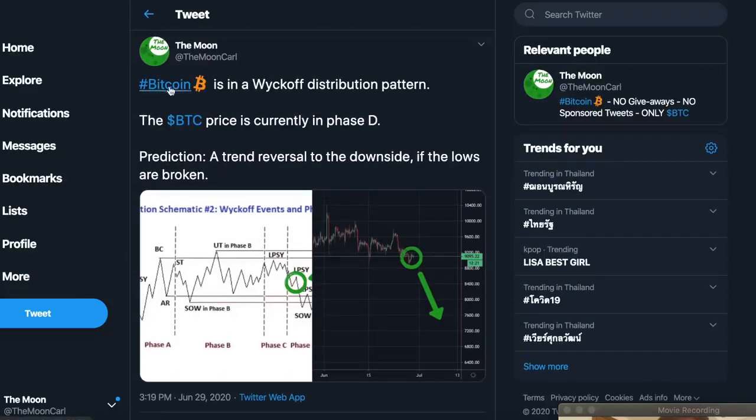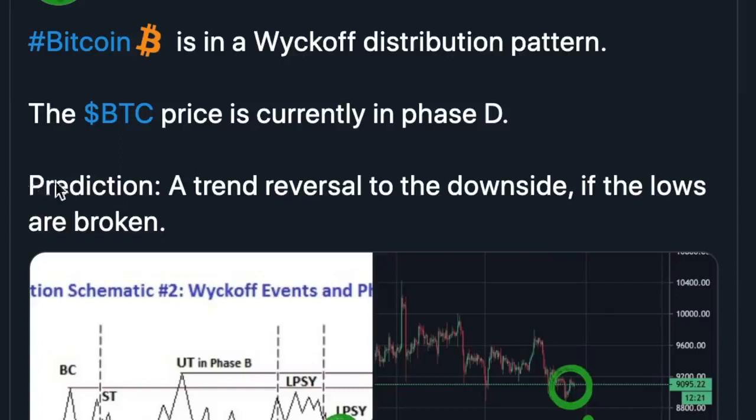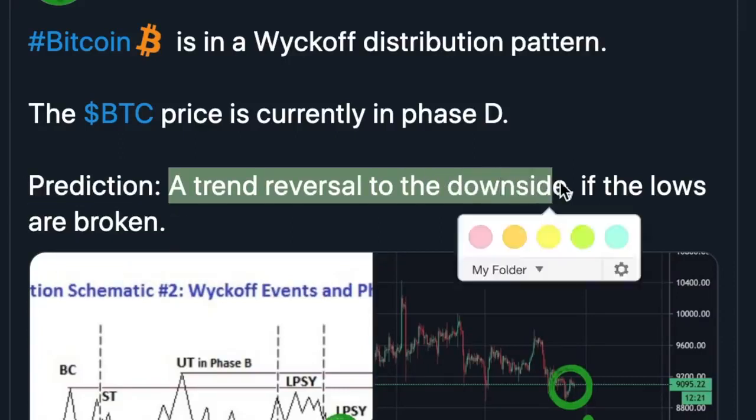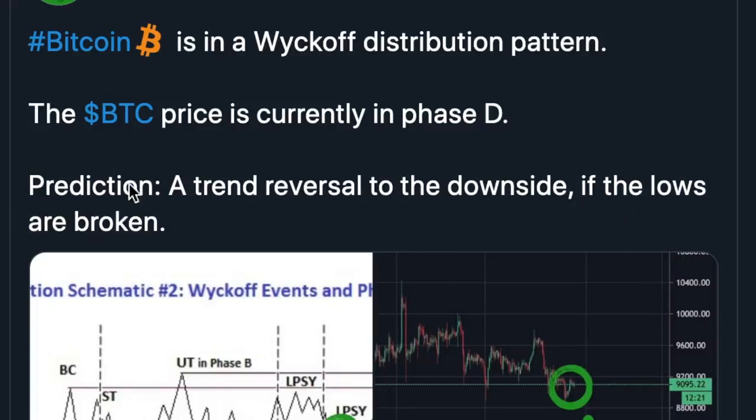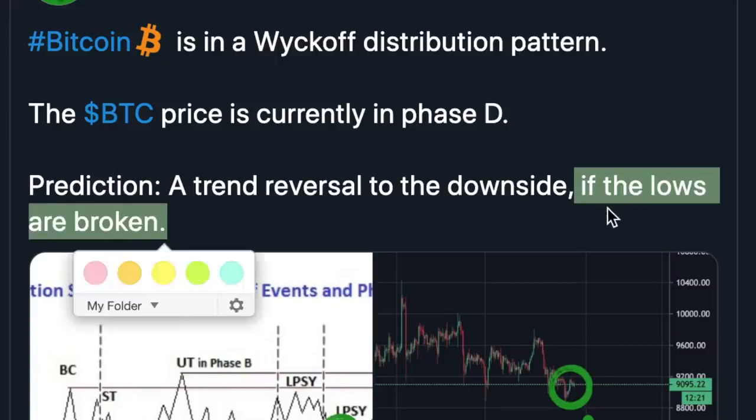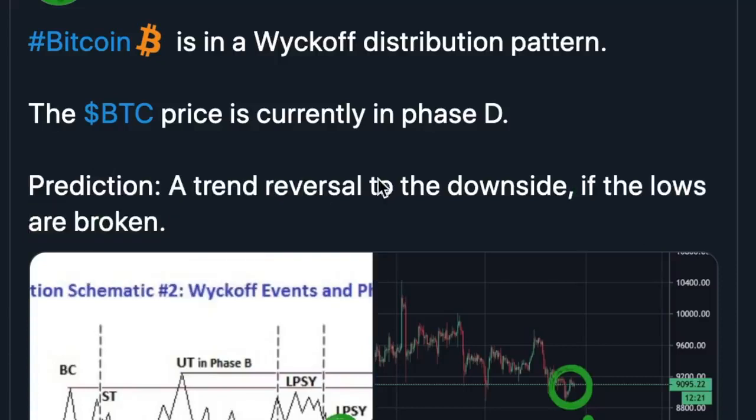And basically, I'm saying here that Bitcoin is in this Wyckoff distribution pattern and that Bitcoin is in phase D. And my prediction here is that a trend reversal is coming to the downside if the lows are broken. So this is a condition-based prediction. Only if the lows are broken will we see a trend reversal. But I'm going to show you exactly.